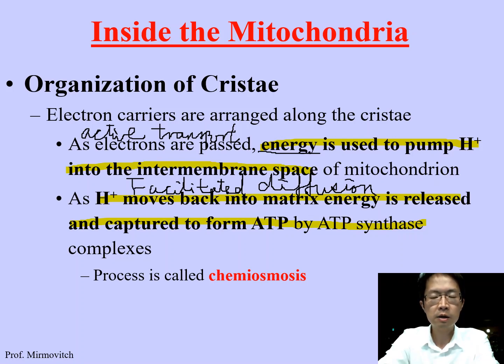When it requires a membrane protein for the diffusion, we call it facilitated diffusion. And this process is called chemiosmosis. Chemiosmosis is basically the making of ATP by the ATP synthase, this step here.